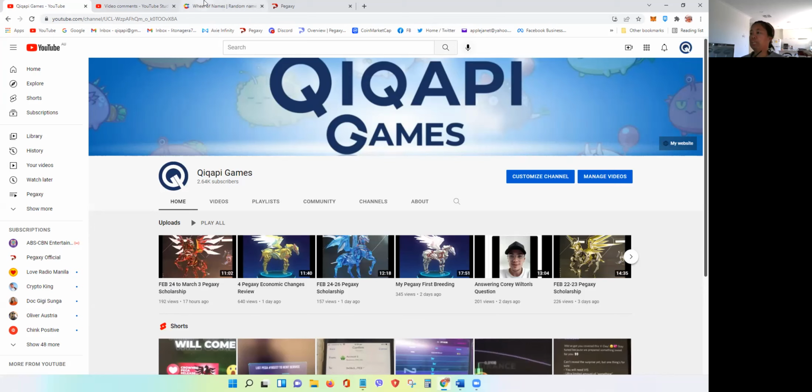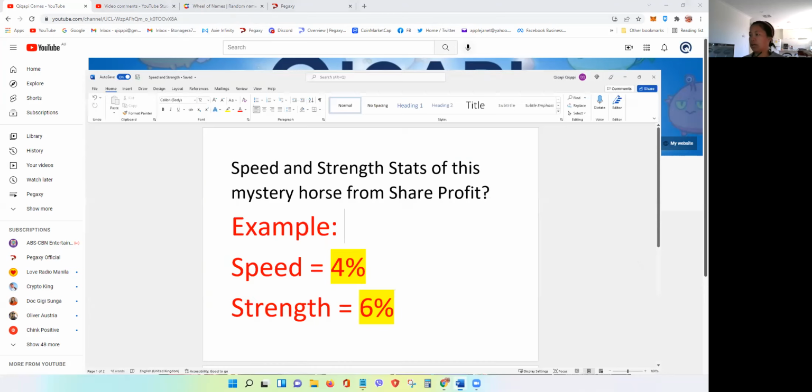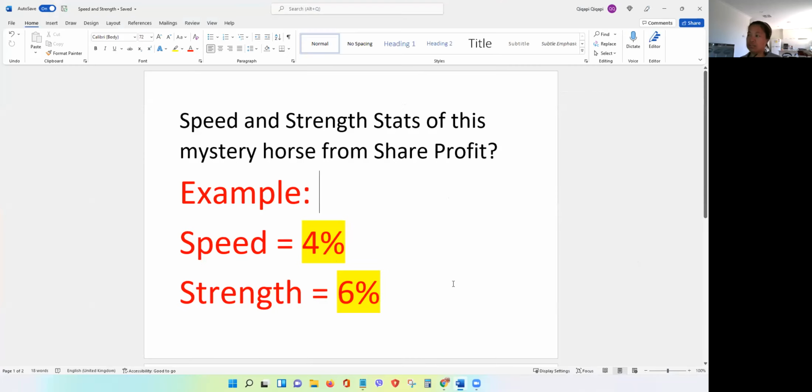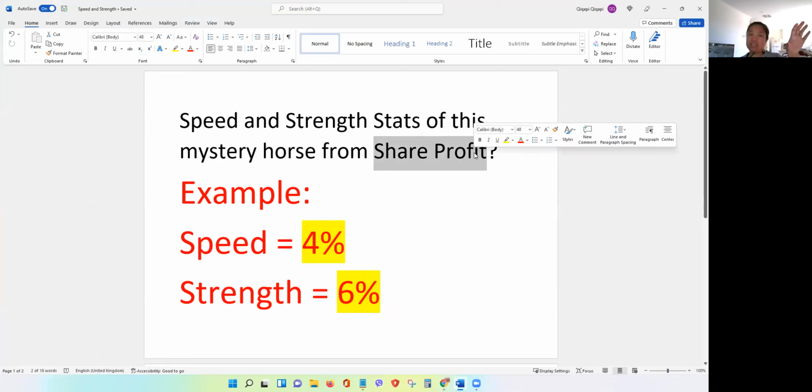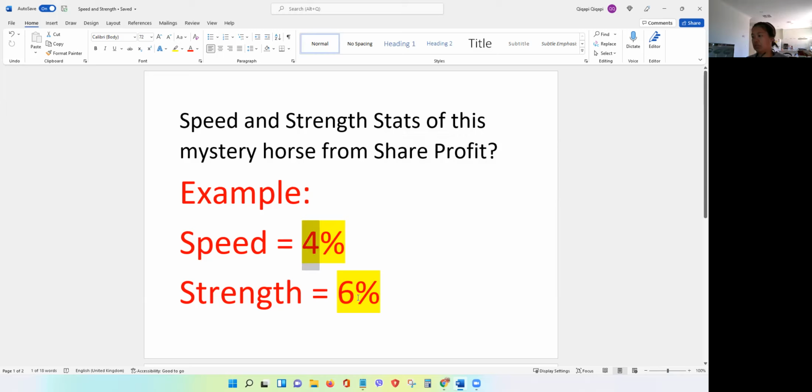So let's reveal the question for next time. We're back to the stats, guys. So what will be the speed and the strength of the mystery horse from the share profit? I'll be selecting, as usual, the leftmost share profit horse by the time of the recording. So obviously no one knows, even me. So for example, 4% or 6%. You can guess up to five times.